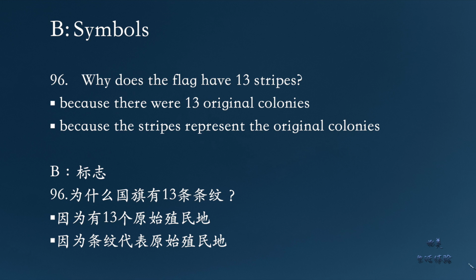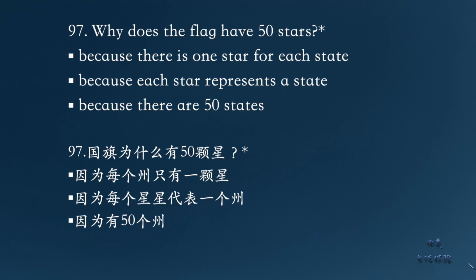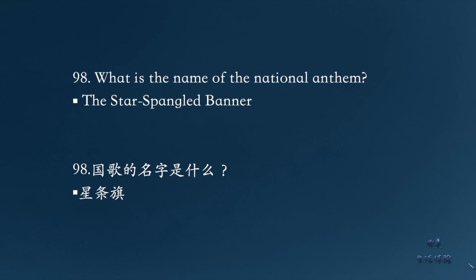B. Symbols. Why does the flag have 13 stripes? Because there were 13 original colonies. Because the stripes represent the original colonies. Why does the flag have 50 stars? Because there is 1 star for each state. Because each star represents a state. Because there are 50 states. What is the name of the national anthem? The Star-Spangled Banner.